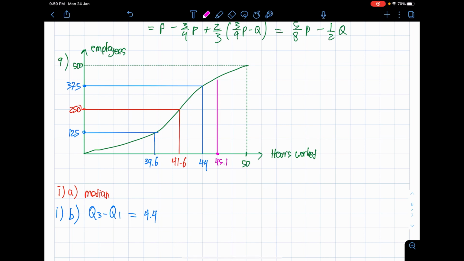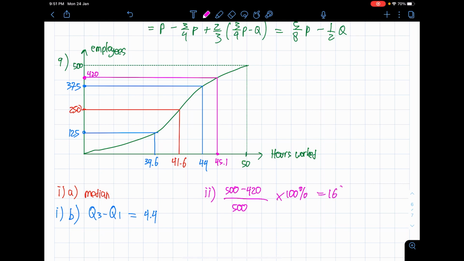Then you need to go up here and locate around here. Then you find out what's the new number here. You should get 420, so up to 420. The question asks you who work more than this. So 500 minus 420, that is around 80 people who actually work more than these hours. Divide by 500 times 100%. 16%, that's the answer.